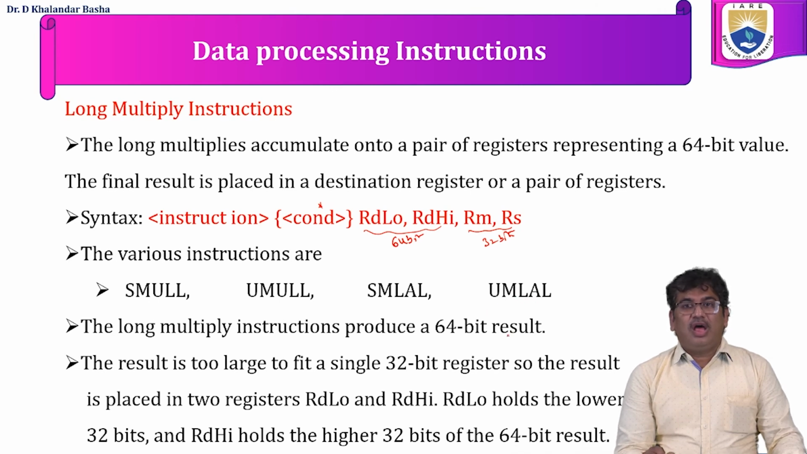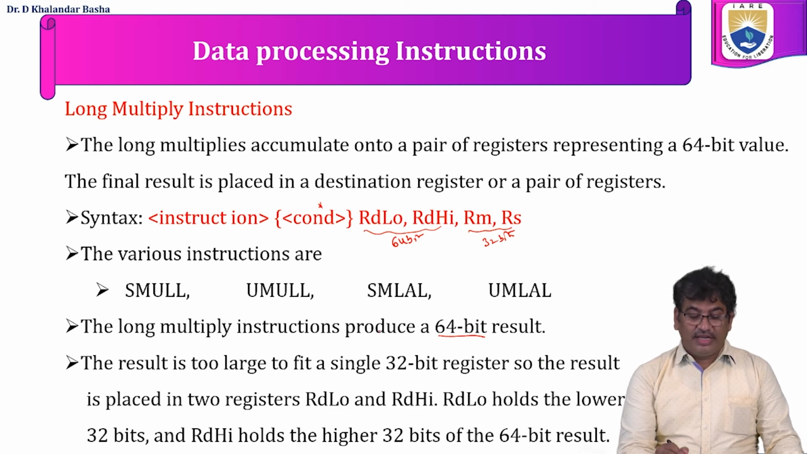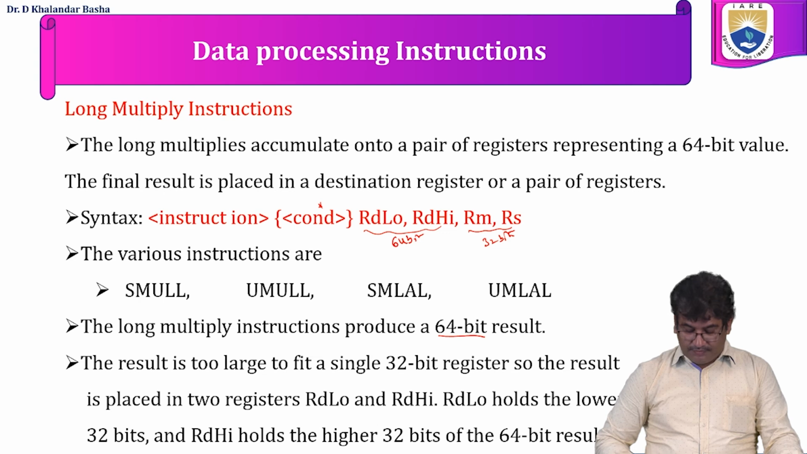The long multiply instruction produces a 64-bit result. The result is too large to fit into a single 32-bit register, so the result is placed in two registers that we are taking as RdLo and RdHi. RdLo is the lower 32 bits, whereas RdHi will take the higher 32 bits of the 64-bit result.